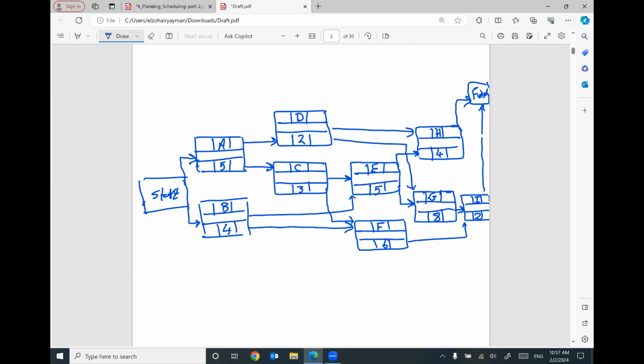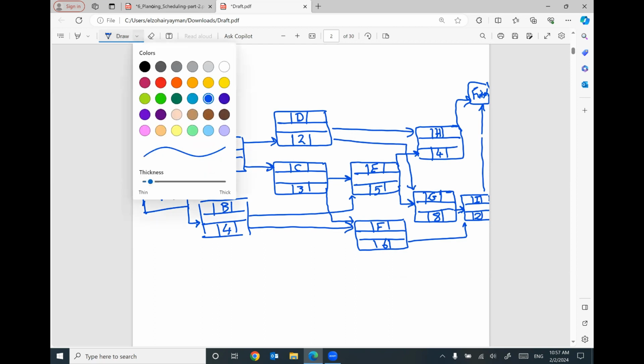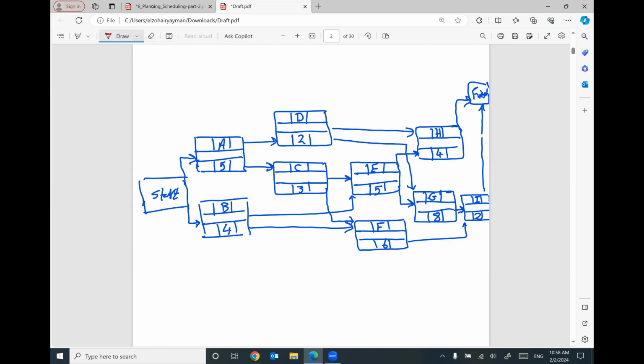Okay. So I will start with the forward pass. If you start with 0 for these two activities A and B, this one will be 5, this one will be 4. For activity D, this one will be 5 plus 2 will be 7. For activity C, this one will be 5 plus 3 will be 8.